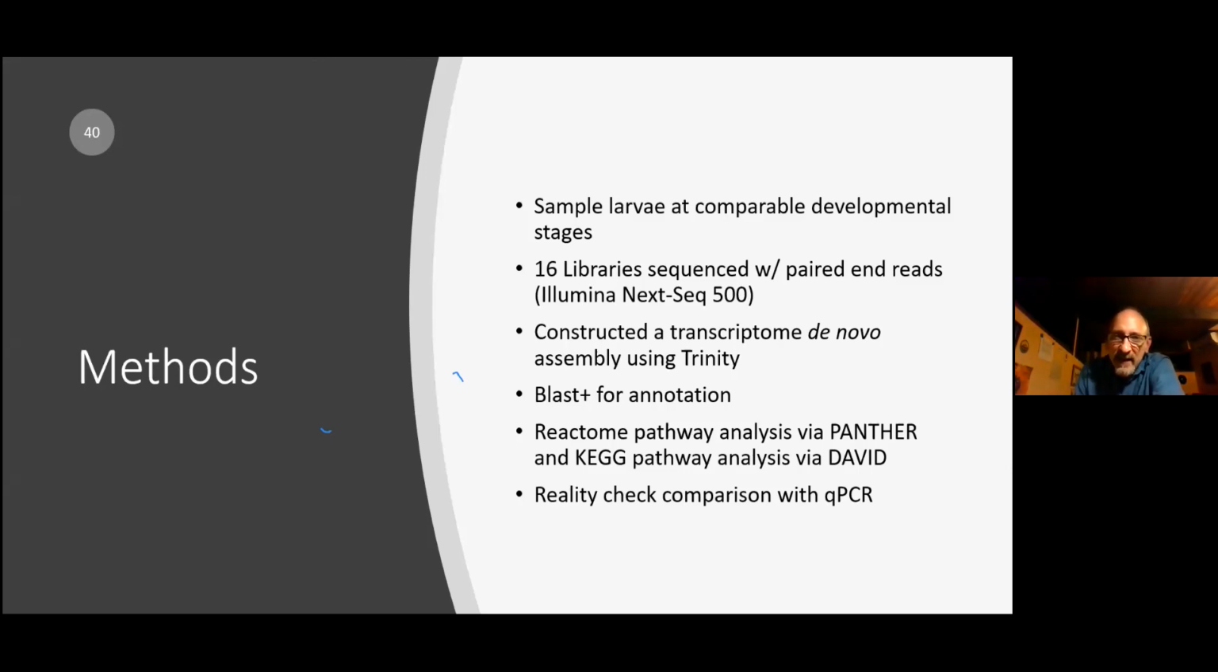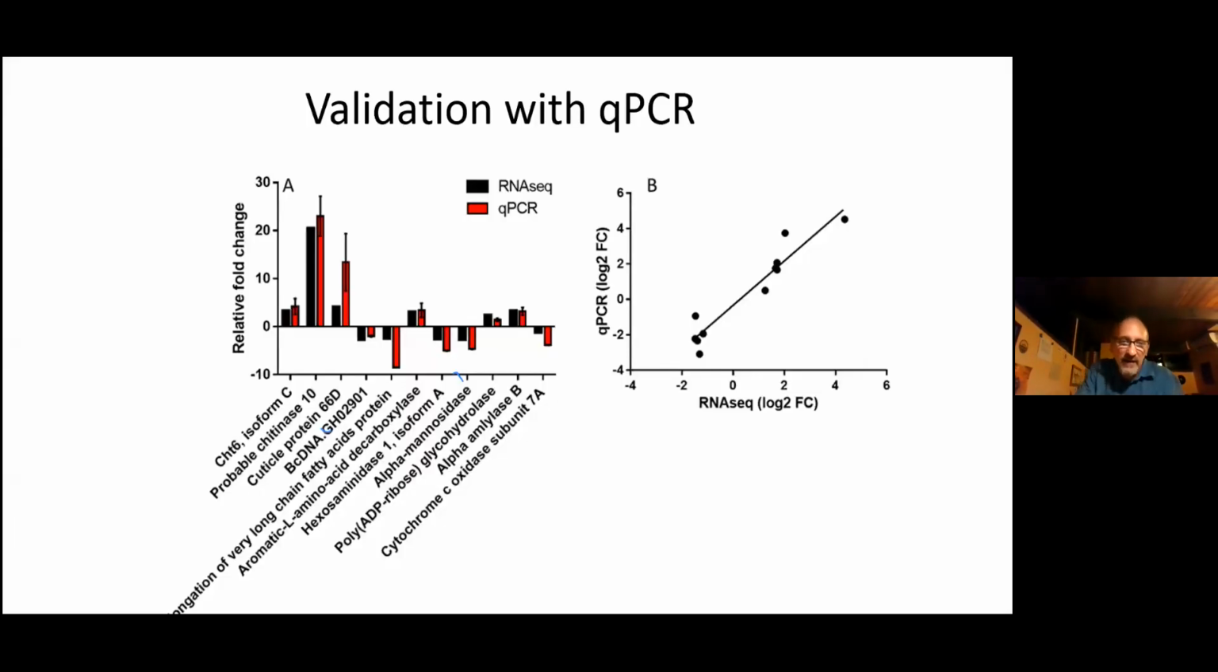We then sequenced 16 libraries. So it was basically 4 replicates per temperature treatment, sequenced with paired end reads using the Illumina NextSeq 500. We constructed a de novo transcriptome assembly using Trinity, BLAST Plus for annotation of the genes, and then we tried to do Reactome pathways and some pathway analysis. And then we did some reality check comparisons with qPCR to make sure that the gene expression data that we were seeing in RNA-seq was matching what we would find with qPCR as a QA check. And so here is that QA check.